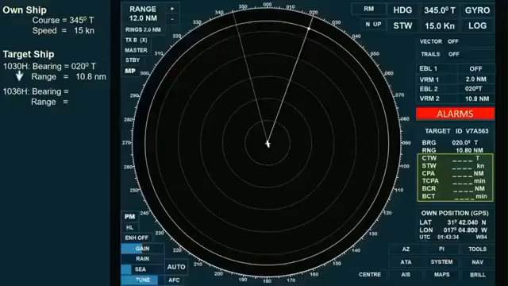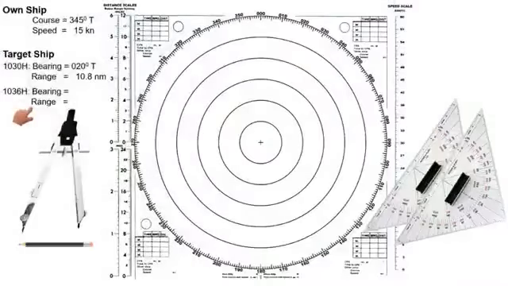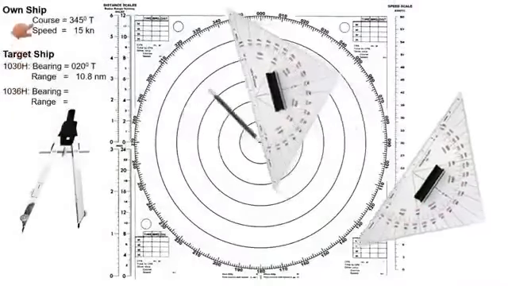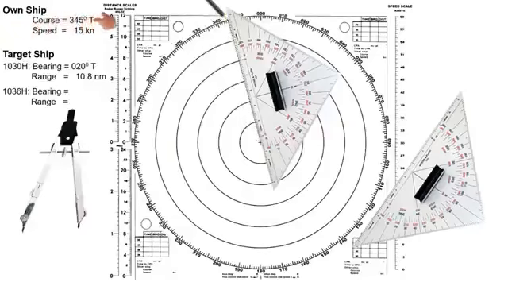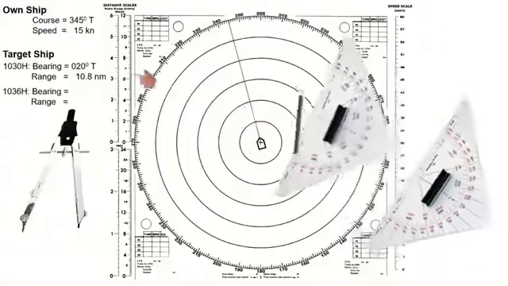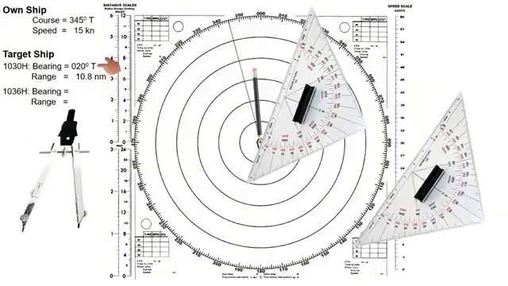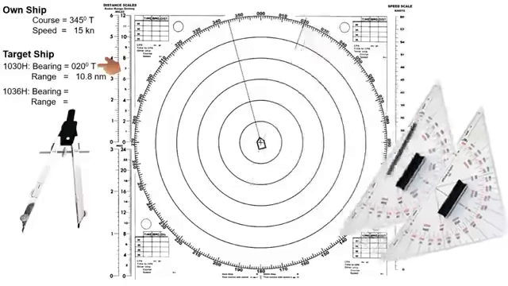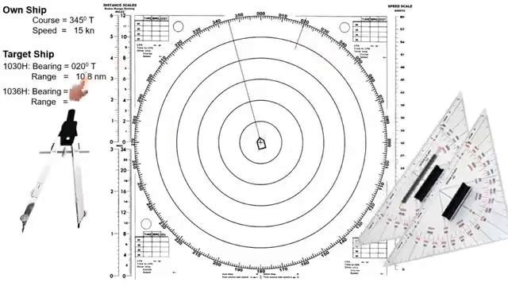In this scenario, we will use the 6-minute rule. While waiting for the 6-minute elapsed time, let's plot our first observation on the radar plotting sheet. Let's begin by plotting the own ship's course, which is 345 degrees true. From a bird's eye view, this is what the own ship looks like, with the ship's bow pointing in this direction. Plot the target's bearing at 020 degrees, and draw a very light line between 10 to 12 mile range, as the target's distance is 10.8 miles.